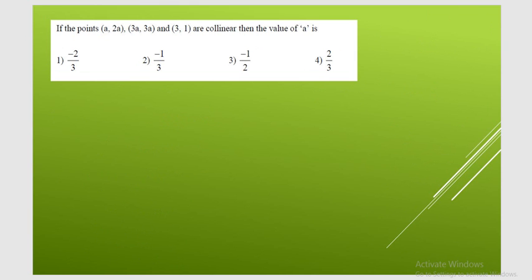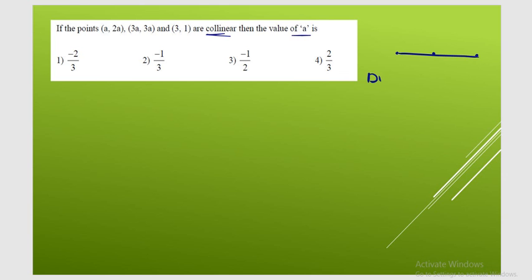Next, moving on to one more question. This question belongs to coordinate geometry. What has been given: if the points a comma 2a, 3a comma 3a, 3 comma 1 are collinear, then find the value of a. Collinear means nothing but these 3 points lie on the same line. If 3 or more points lie on the same line, then we call those points collinear points.